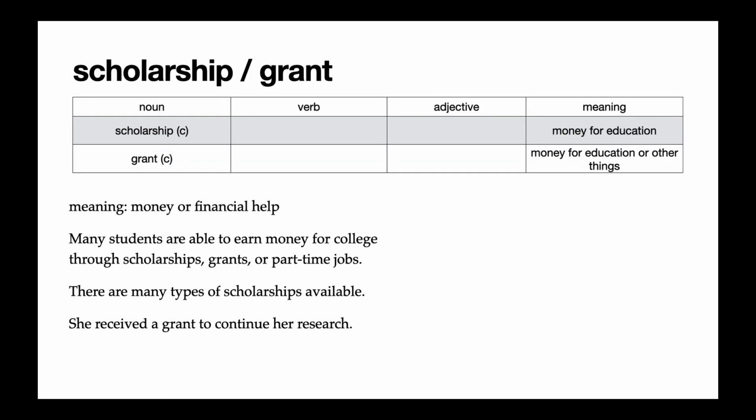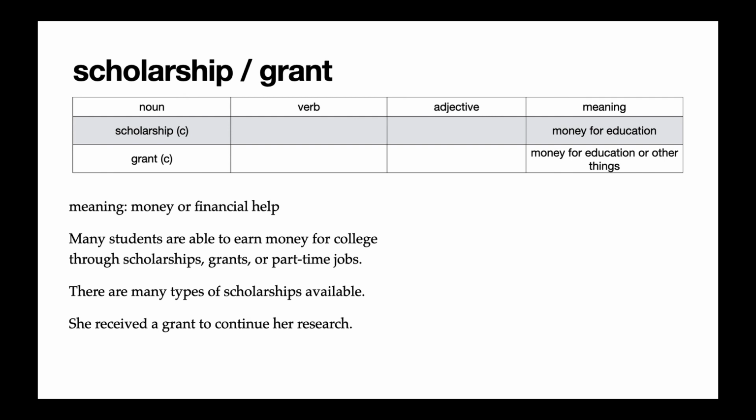Our next words are scholarship and grant. These are both nouns and they have similar meanings. They're both amounts of money that are given to someone for a purpose. A scholarship is money that's given for education, and a grant is money that could be for education or for other things, like to start a business or to go on a trip, some kind of travel.